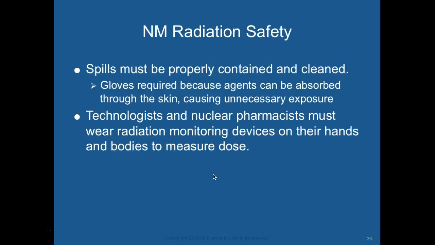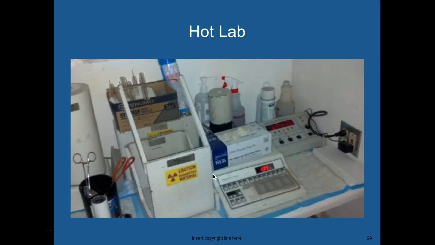So spills must be properly contained and cleaned. Gloves are required because the agent can be absorbed through the skin, causing unnecessary exposure to the operator. And technologists and nuclear pharmacists must wear radiation monitoring devices on their hands and bodies to measure the dose. So they always have a ring detector on. So this is what a hot lab looks like, nothing fancy. And they would draw up all their radioisotopes underneath this little lead glass.